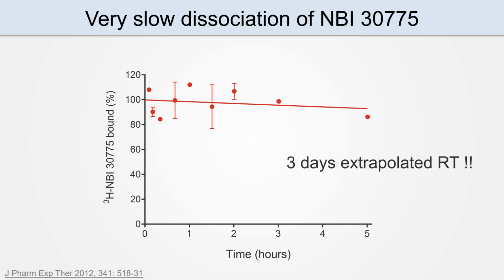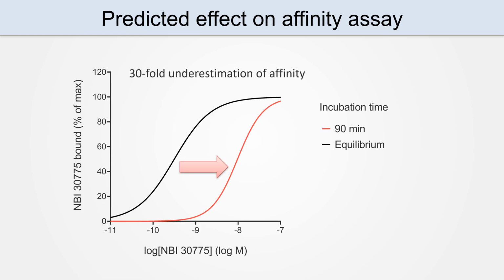As you can imagine from the previous slides, this has the potential to really mess with the affinity assay we were using, which was run for 90 minutes. This is shown in this simulation of the binding assay. The true affinity of 775 in black here is around 0.3 nanomolar. The affinity we measure at 90 minutes is way right shifted, coming in around 9 nanomolar. Under this condition, we were underestimating affinity by about 30-fold.